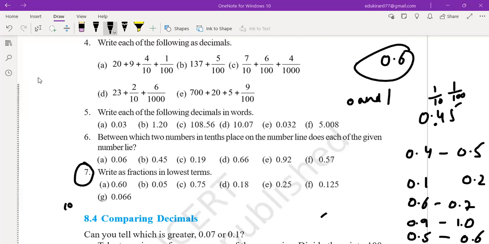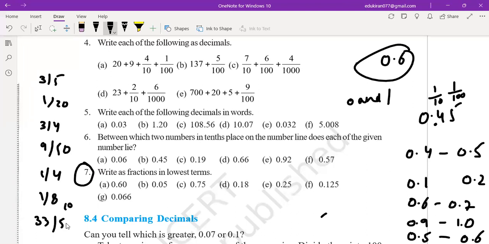The first one is 3 by 5. Okay, good. Second, Abu Bakr: 1 by 20. Third, 3 by 4. Good. Fourth, 9 by 50. Very good. Fifth, 1 by 4. Okay. Sixth, 1 by 8. Okay. Seventh, 33 by 100. Very good. Ma'am, 33 by 500? Yes, good.